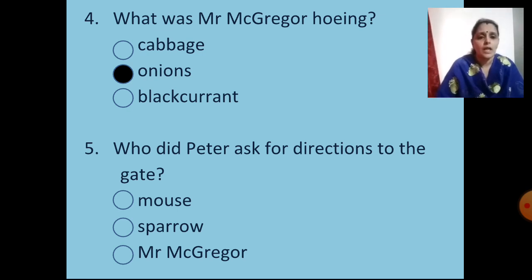Who did Peter ask for directions to the gate? When Peter is trying to save himself from Mr. McGregor, he is lost in his garden. Peter doesn't know which way to come out of the garden. So he sees an animal there and he asks how to come out, where the gate is to go out of this garden. So who was the person whom Peter asked the directions to the gate?